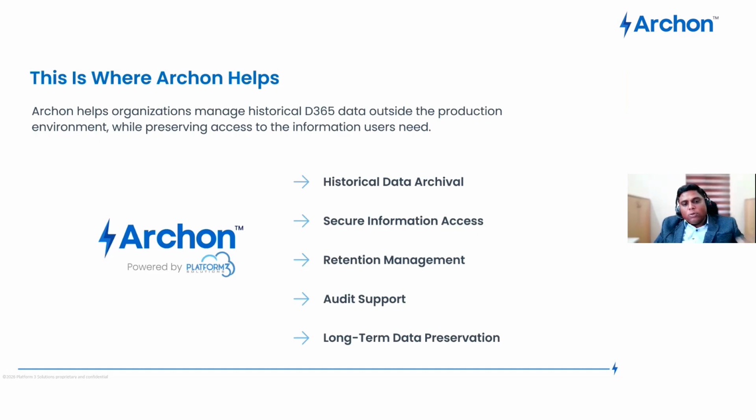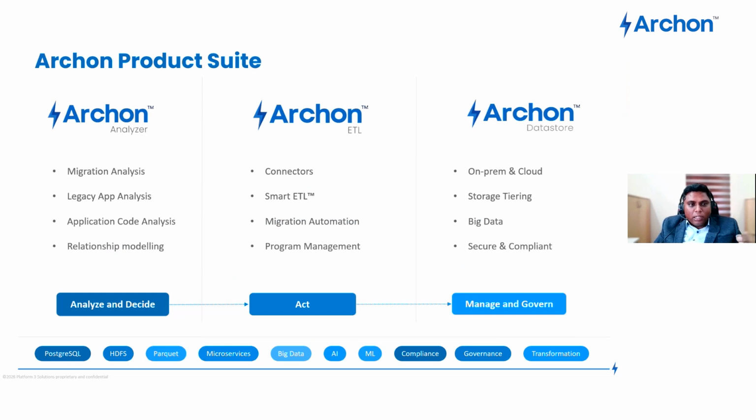All right. Now to talk a little more on the product suite, at a very high level. There are 3 different products purpose-built for solving any type of archival requirement: Archon Analyzer, Archon ETL, and Archon Data Store. These 3 products can work hand in hand and can also help organizations individually, so that they are able to reduce their runway and complete their data archival goals in a much quicker fashion.